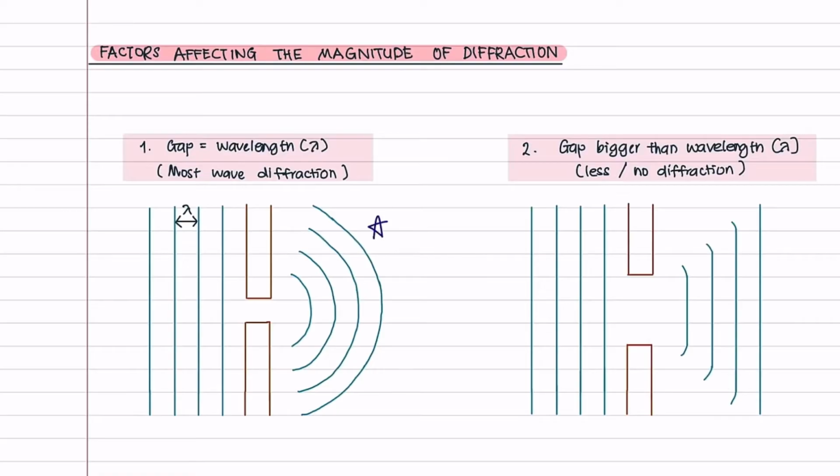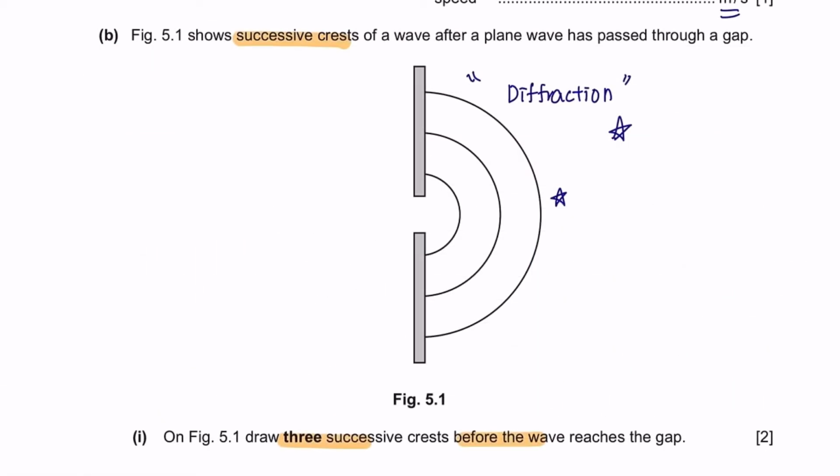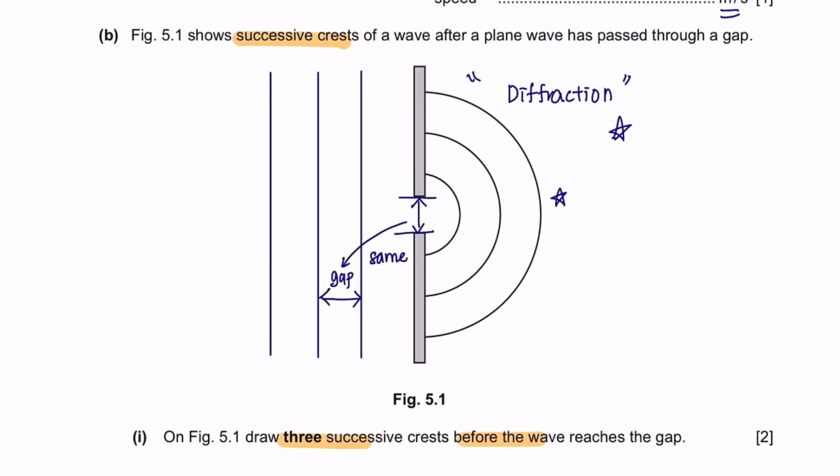The question shows you the case whereby the diffracted wave looks like this. The waves are curved in a C-shape, which means that the gap is equal to the wavelength of the wave before it went through the gap. So we are going to draw 3 lines which have the same wavelength as the gap. So this is what it should look like.